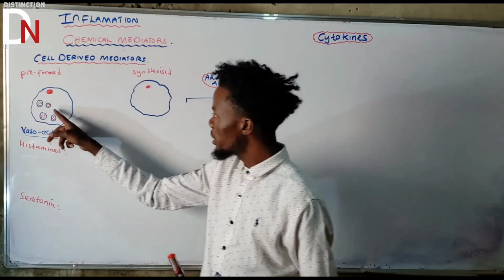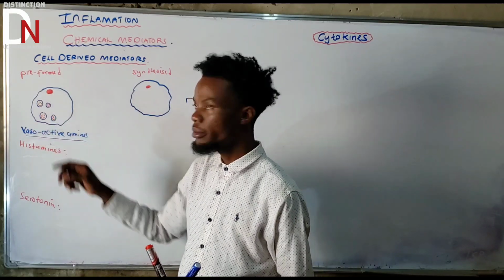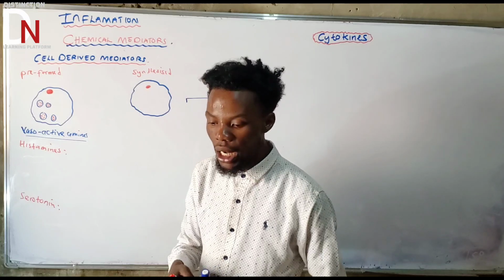Okay, you've seen this cell. This is a nucleus. Remember, this in blue, those smaller circles, what do we call them? Granules.